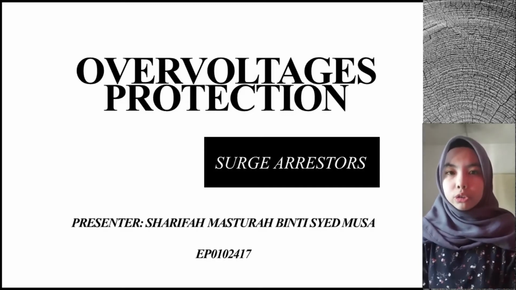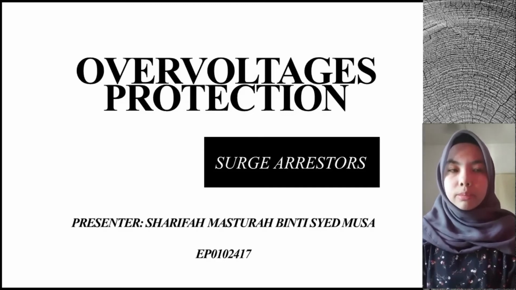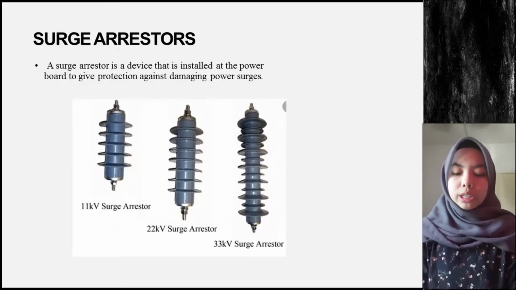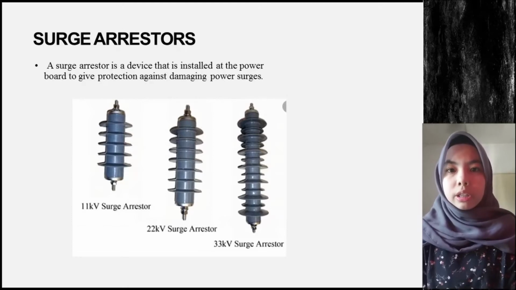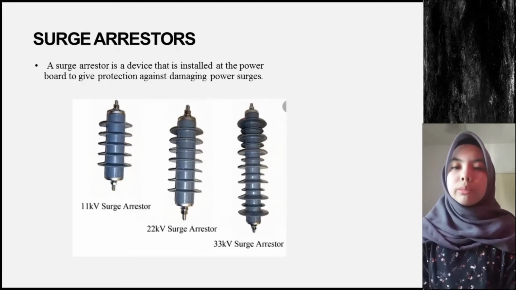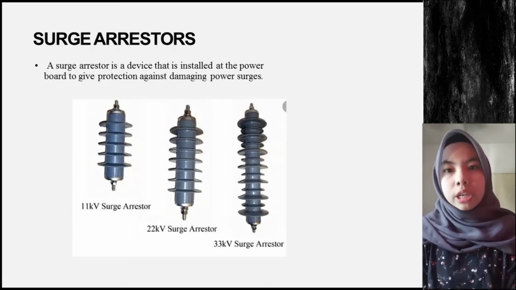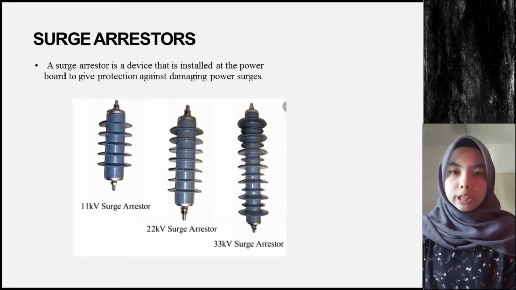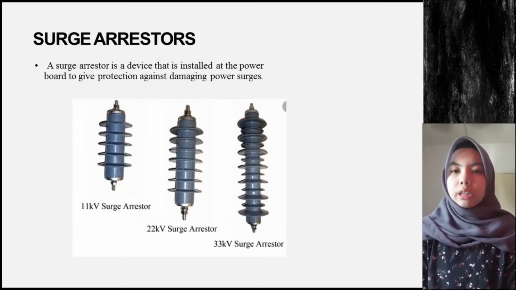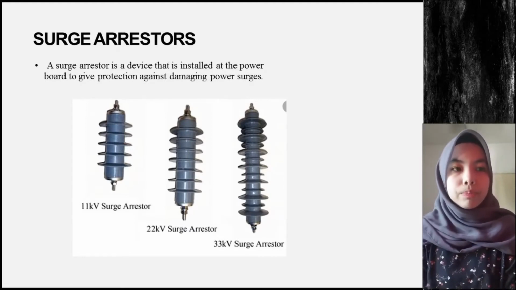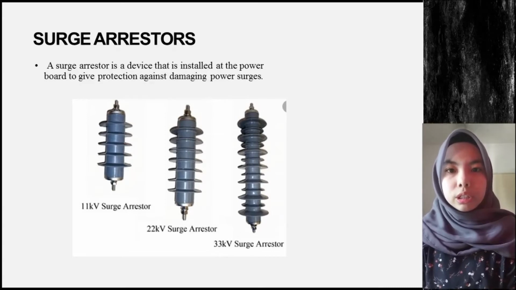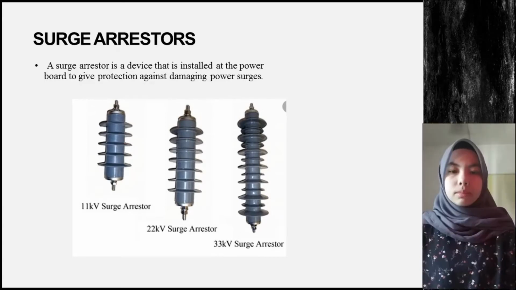So there are many ways to protect an electrical system from overvoltages, but one of them is to install surge arresters. When lightning strikes an area, the area will have a surge in energy, which means that the voltage will increase. A surge arrester is a device installed at the power board to protect the electrical appliances from damaging power surges. These damaging power surges could destroy electrical appliances.